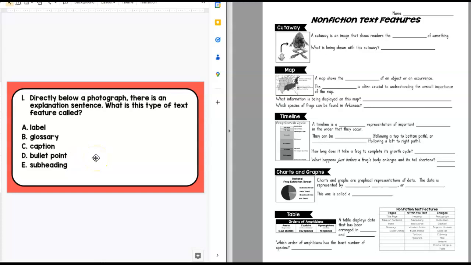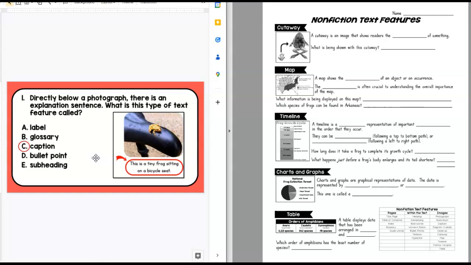And I'm going to scroll to the next slide, and it's actually going to show us a picture of it, but it's not going to give you the answer yet. Oh, it does give you the answer. Doggone it, I didn't think it did. So there it is. That's the picture. Remember, we talked about this down here being a caption.